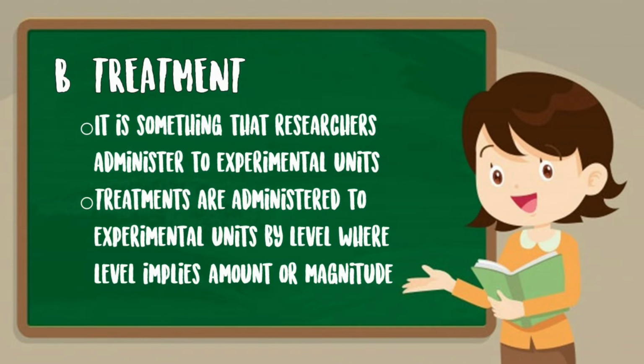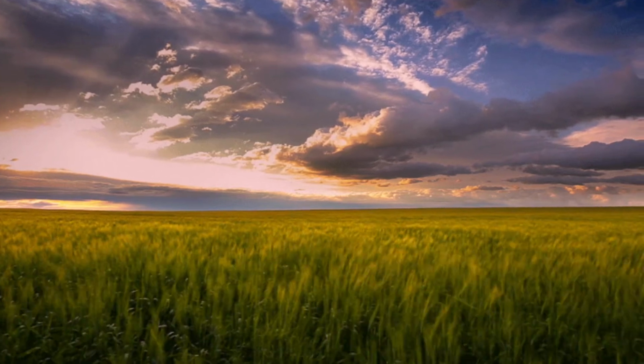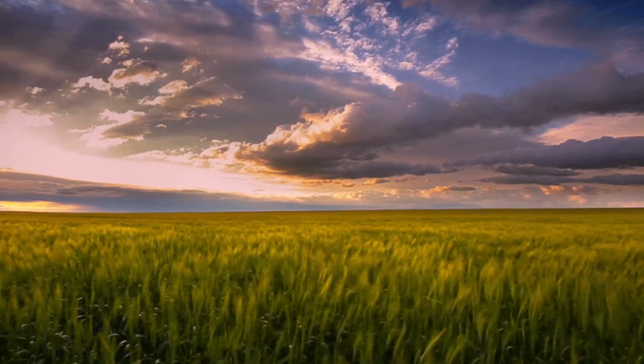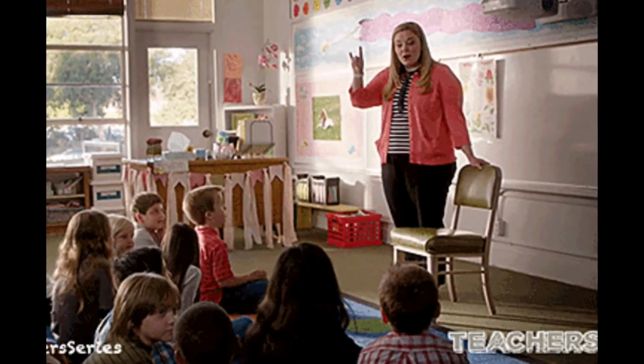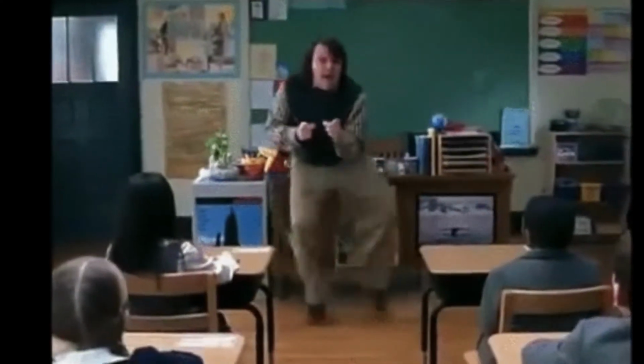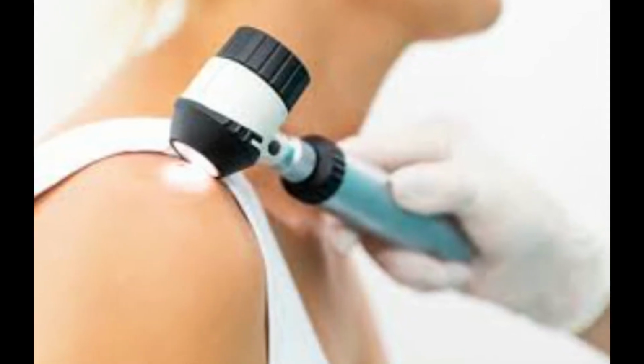Treatments are administered to experimental units by level, where level implies amount or magnitude. Example, a cornfield is divided into 4. Each part is treated with a different fertilizer to see which produces the most corn. Another example, a teacher practices different teaching methods on different groups in her class to see which yields the best results. And another example, a doctor treats a patient with a skin condition with different creams to see which is most effective. Now, let us talk about the constant in the given problem.